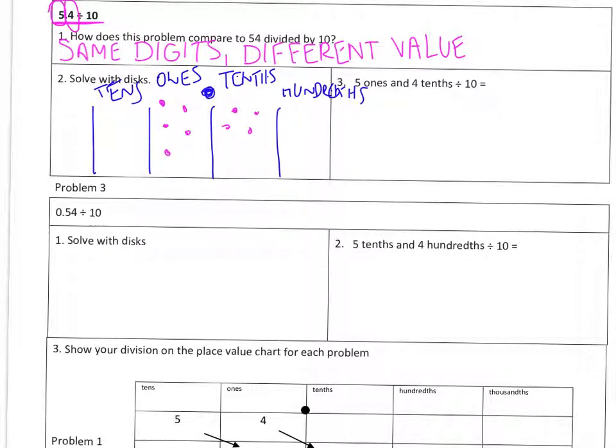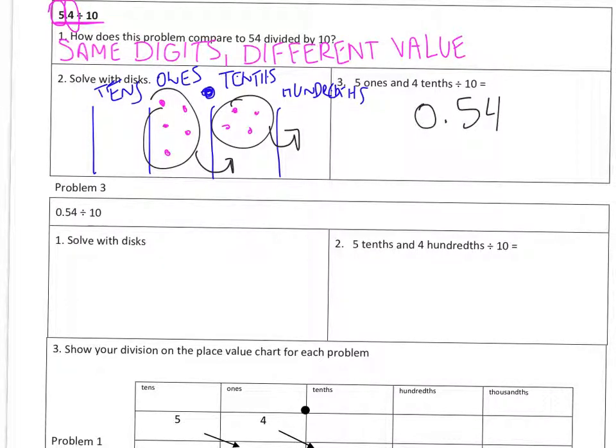Then if we're dividing by 10, everything shifts over. So now everything's over to that side of the decimal. So I have 5 tenths and 4 hundredths. Now remember, 10 is the only number that when we divide, everything shifts over one place value. If we were dividing by 3 or 8 or 17, that wouldn't work. It only works for dividing by 10.